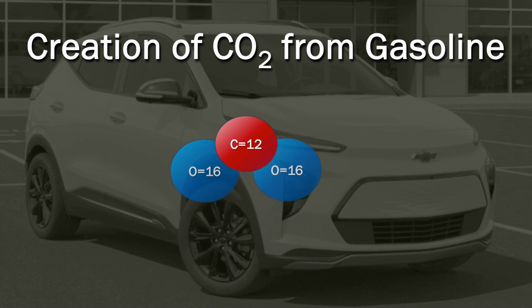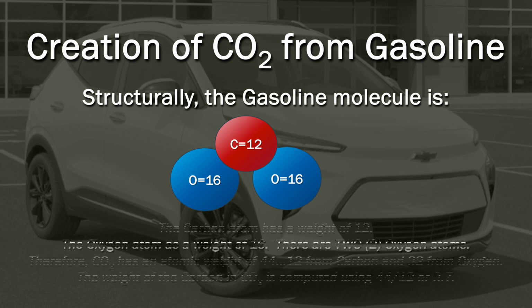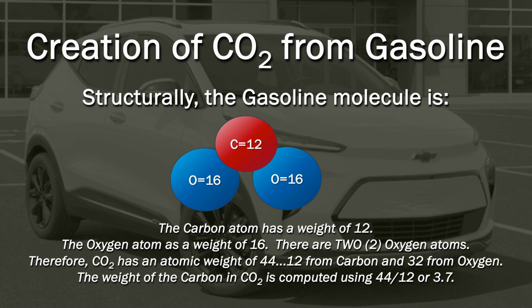Structurally, the CO2 molecule is 1 part carbon and 2 parts oxygen. The carbon atom has a weight of 12. The oxygen atom has a weight of 16. There are 2 oxygen atoms in each molecule of CO2. Therefore, CO2 has a molecular weight of 44. That's the 2 16s plus the 12 added together. The weight of the carbon in CO2 is computed by using 44, the total weight of the carbon dioxide molecule, divided by just the atomic weight of carbon, which is 12. 44 divided by 12 is 3.7.